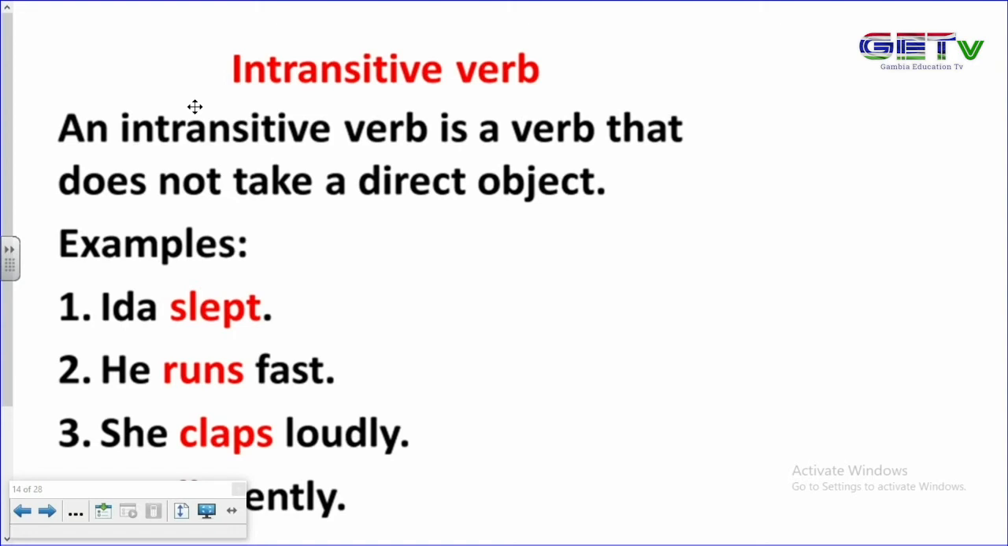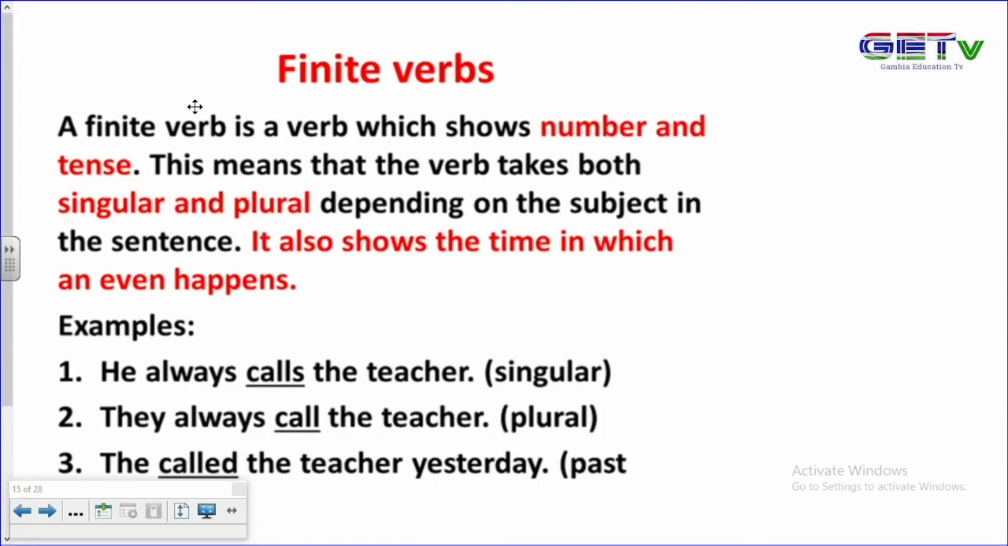We also have number 3, she claps loudly. So you can see all these verbs don't take a direct object. So these verbs, we call them intransitive verbs. So any verb that doesn't take a direct object is known as an intransitive verb. And a verb that takes a direct object is called a transitive verb. A verb that takes direct and indirect objects is called a ditransitive verb. We move on. Now we move on to another one, finite and non-finite verbs.